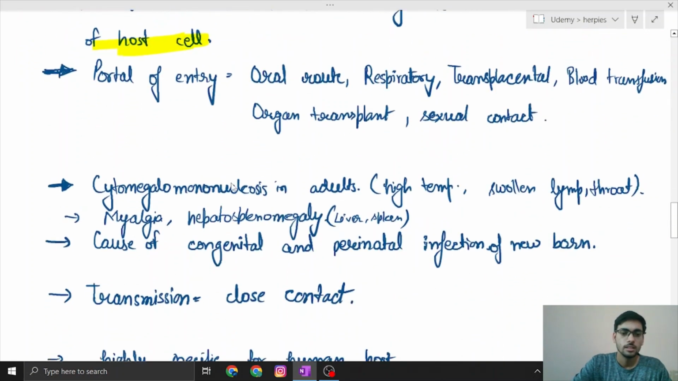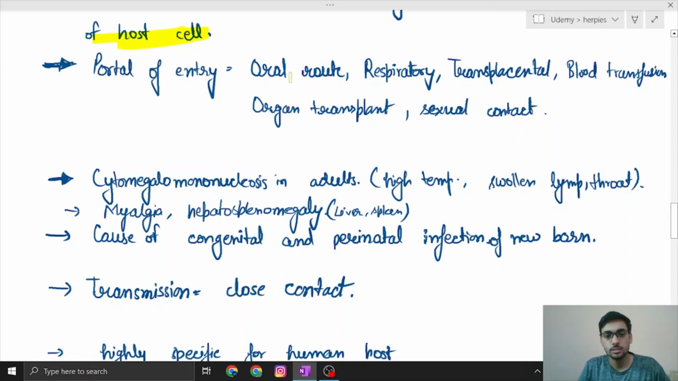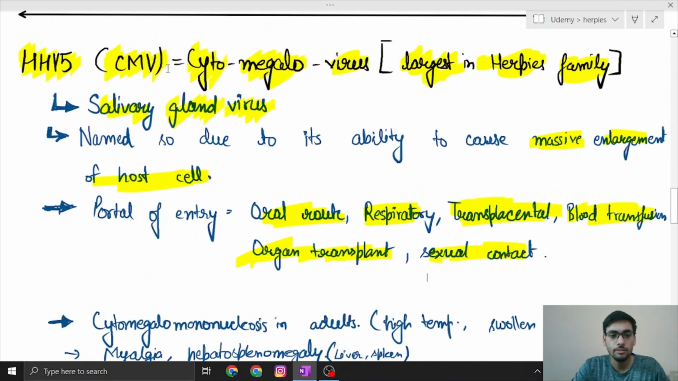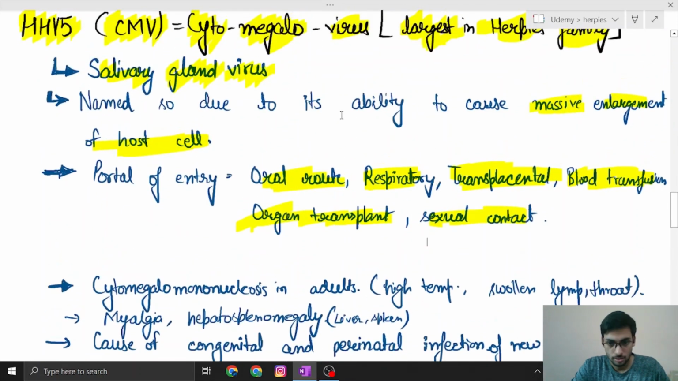Its portal of entry is through the oral route, respiratory route, transplacental from mother to child, blood transfusion, organ transplant and sexual contact as well. So it has quite a lot of portals of entry. And we call it a salivary gland virus because the respiratory and oral routes are the major routes for its entry.